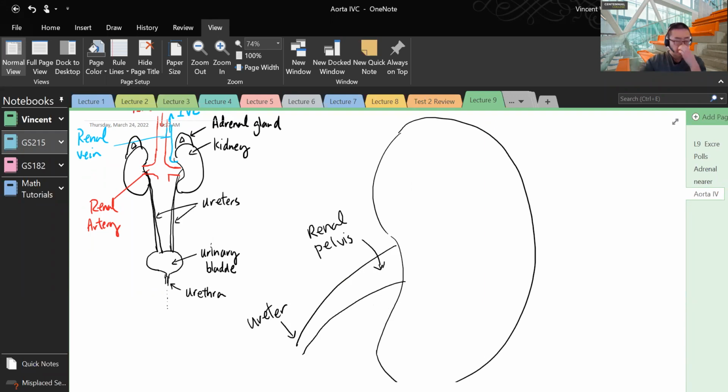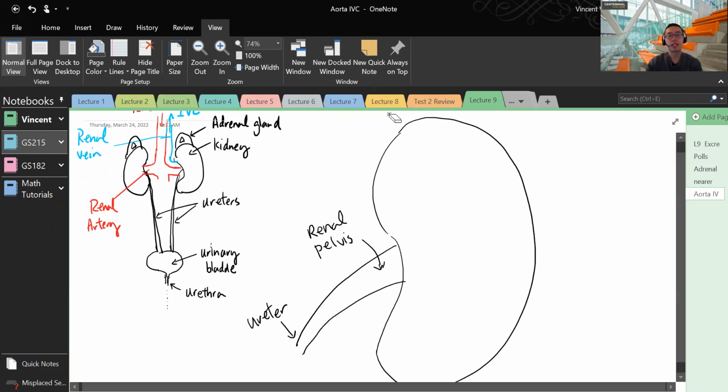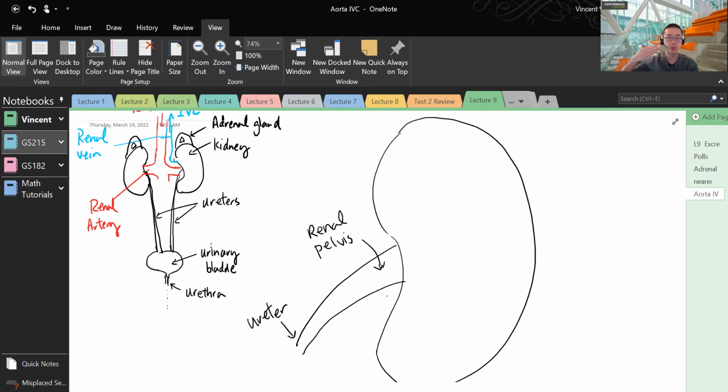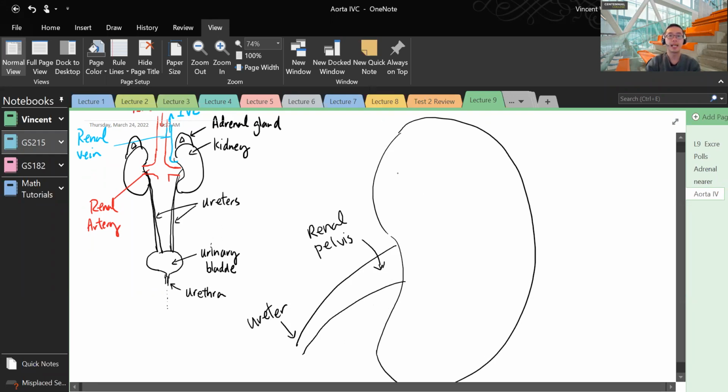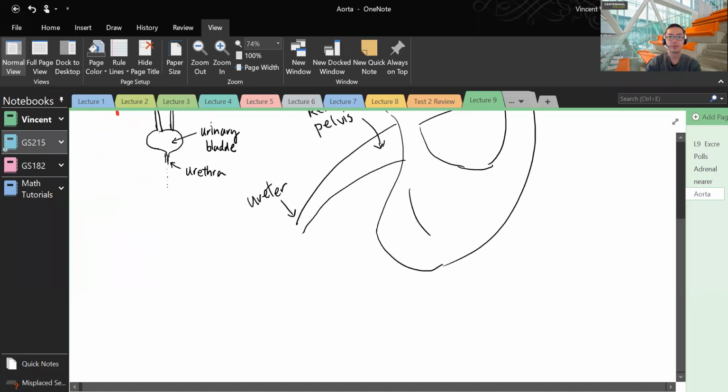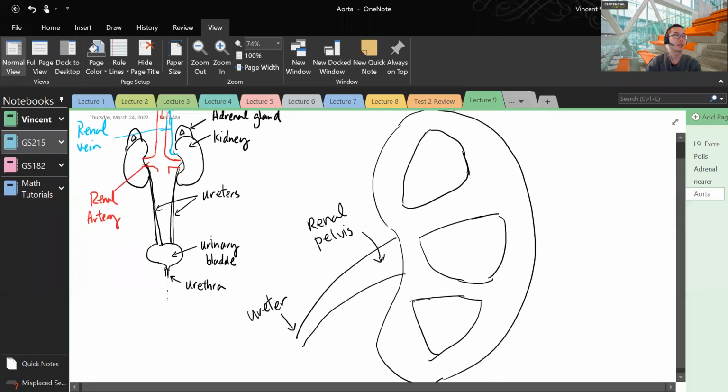Now, if we cut the kidney using a coronal plane, a frontal plane, so cut it this way, we can see that the inside has a lot of these triangular structures. If you know what it is, please tell me. What are these triangle things that I'm drawing? This looks like a slice of orange or a slice of lemon maybe. What are these triangles?